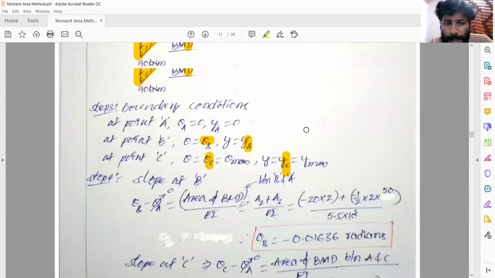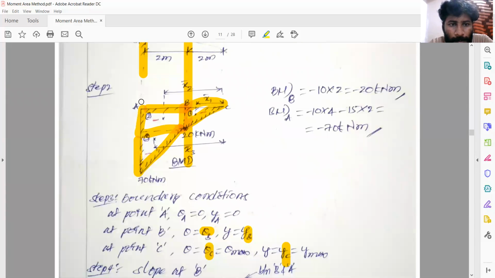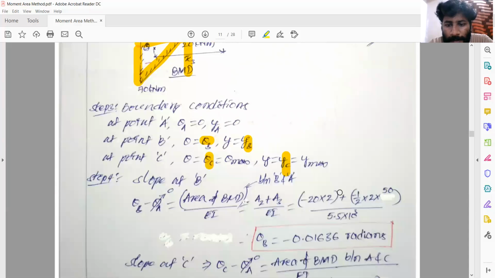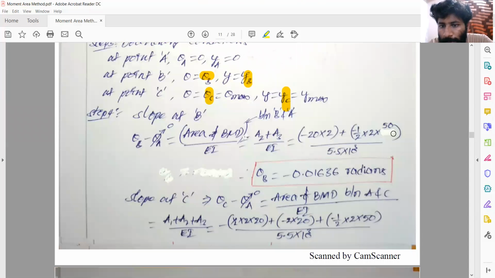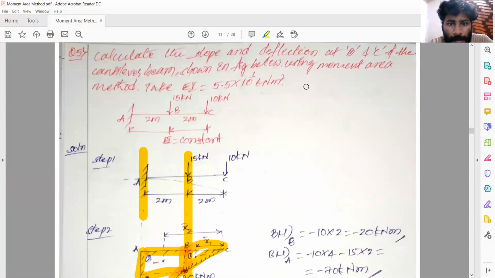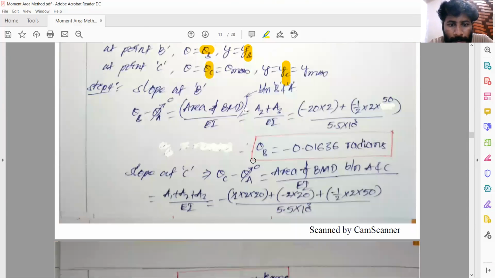So the area A2 is minus 20 into 2, and again minus half into base into height, where the total is 70. 70 minus 20 is 50. You can see that minus half into 2 into 50. The EI value is given in the problem. So that is equal to theta B, this much radians.